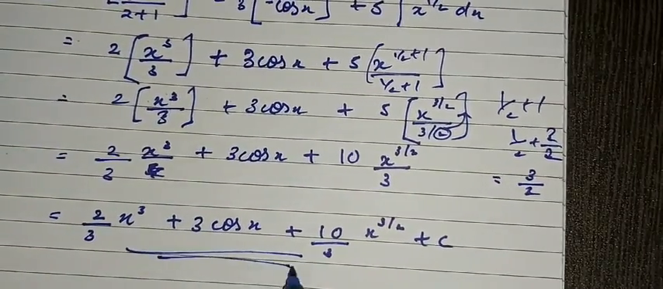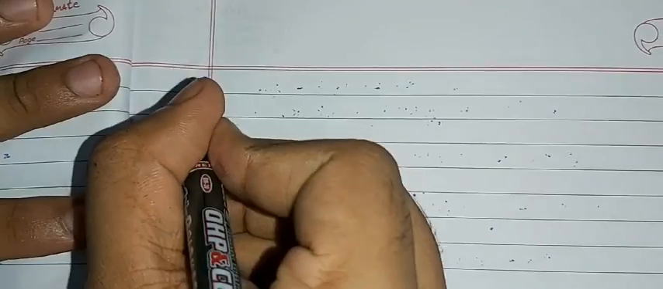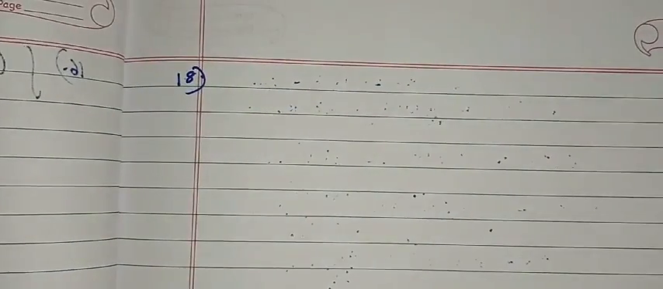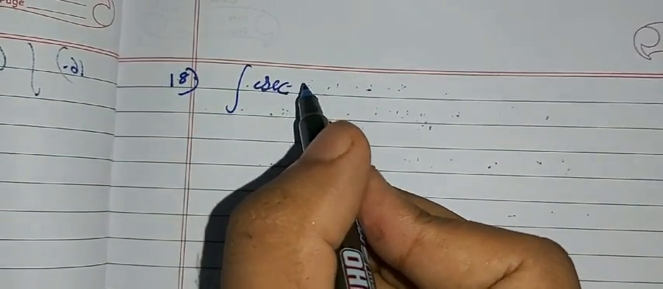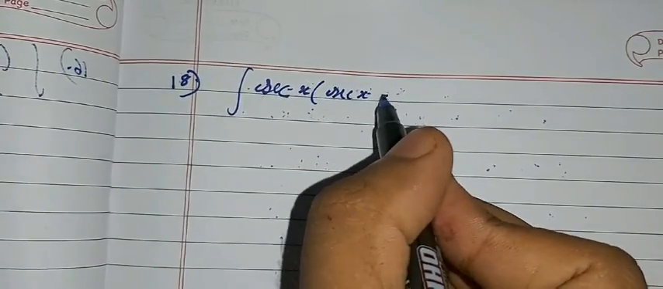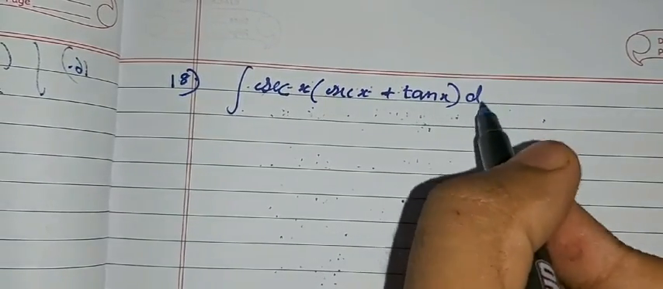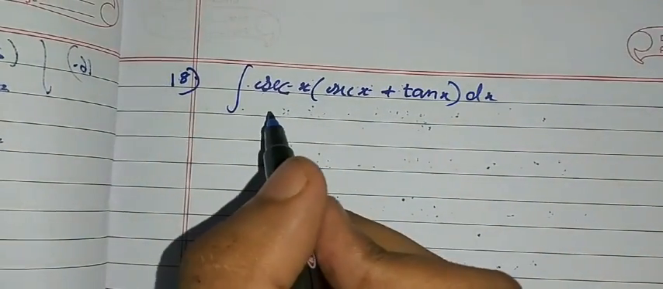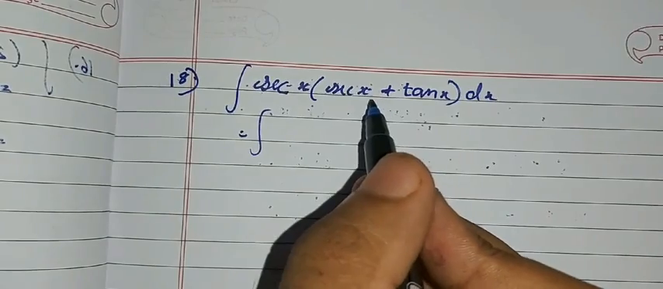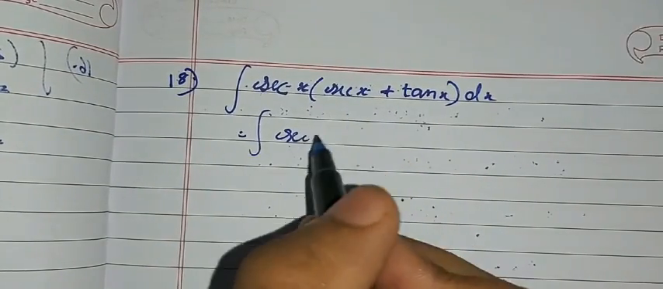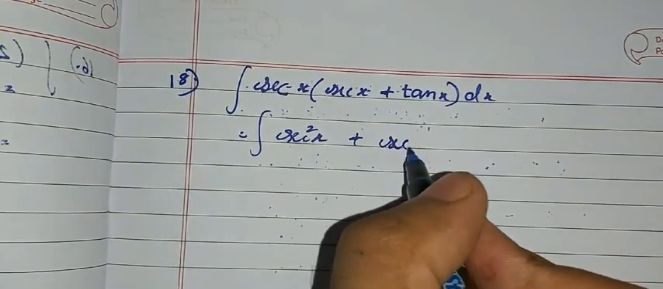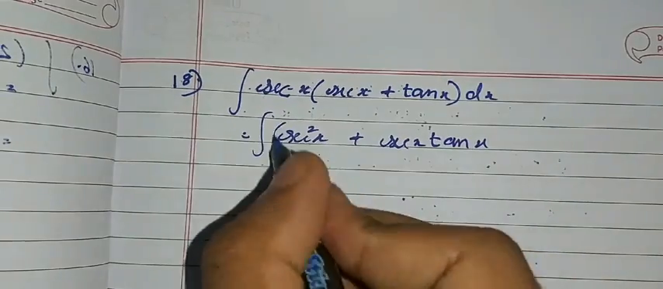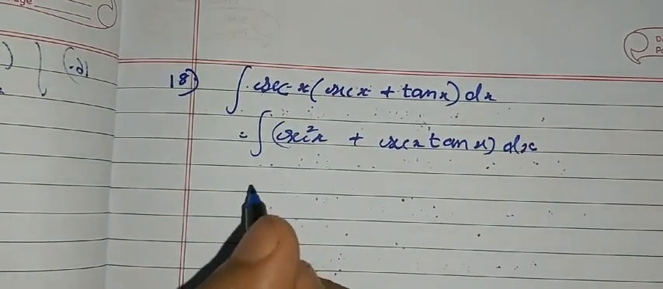So this is the final answer. Now we move on to the 18th question. So what is the 18th question? The 18th question is the integral of sec x (sec x plus tan x) dx. Here we want to multiply the sec x inside. So what will it be? Sec x into sec x, sec square x, plus sec x into tan x, sec x tan x, with respect to x, so dx.